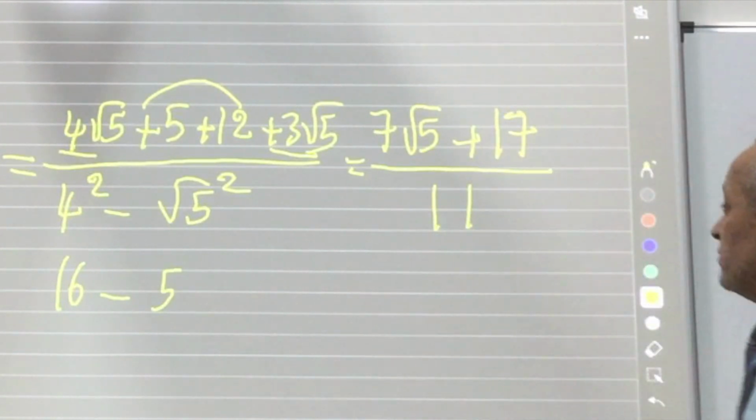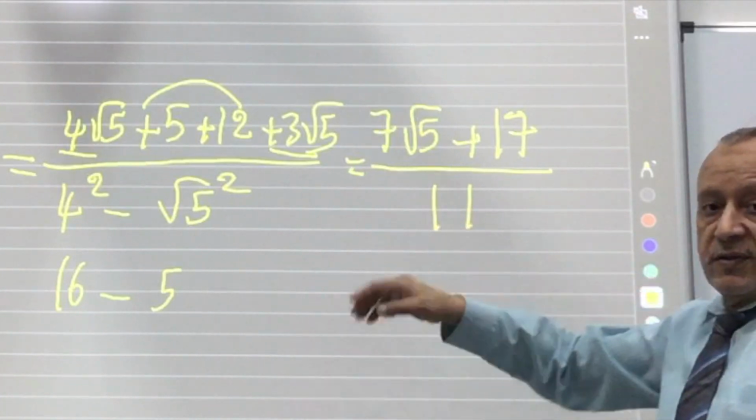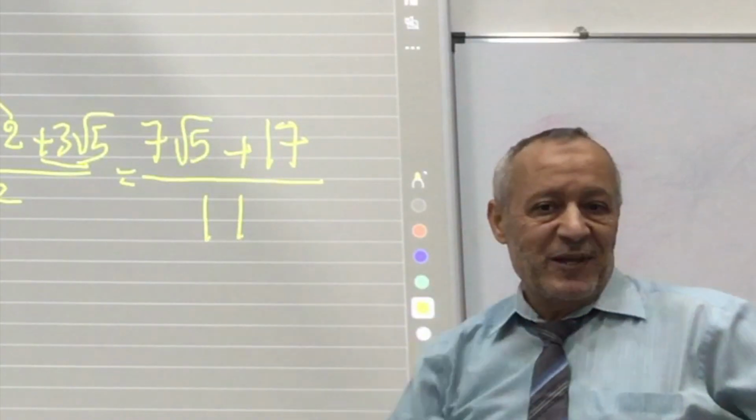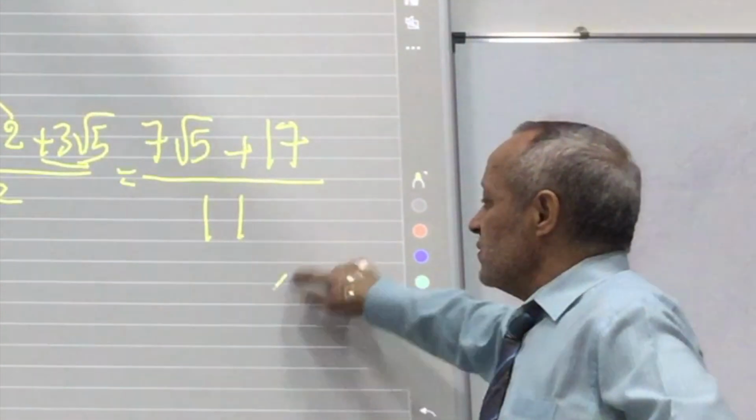Is there anything to simplify here? No. Nothing. There is no common factor. 11 is a prime number, 7 is prime, all of them prime. There is nothing to simplify. This is your simplest problem.